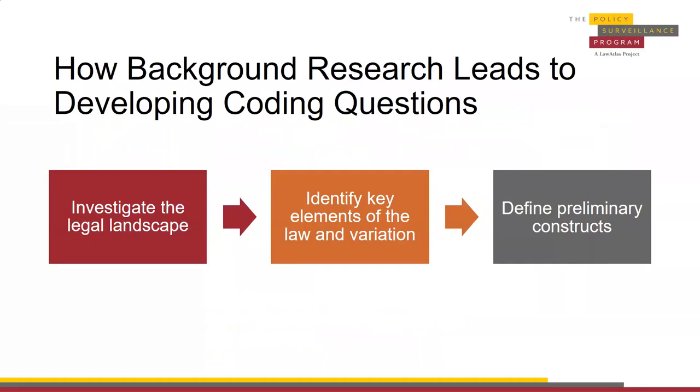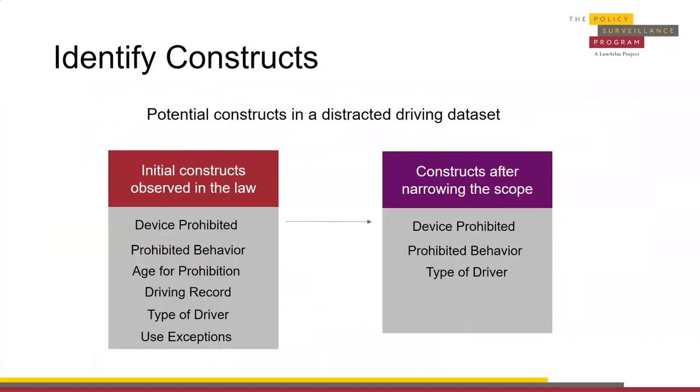So after you've written the background memo and the policy memo, the researchers, and the supervisor who's reviewing these memos, should be able to start developing a preliminary list of constructs, or elements of the law in this area that would be important to capture and understand. And then these preliminary constructs will allow us to lead directly into writing the questions based on these constructs. So here's an example of constructs that we might find in a distracted driving set.